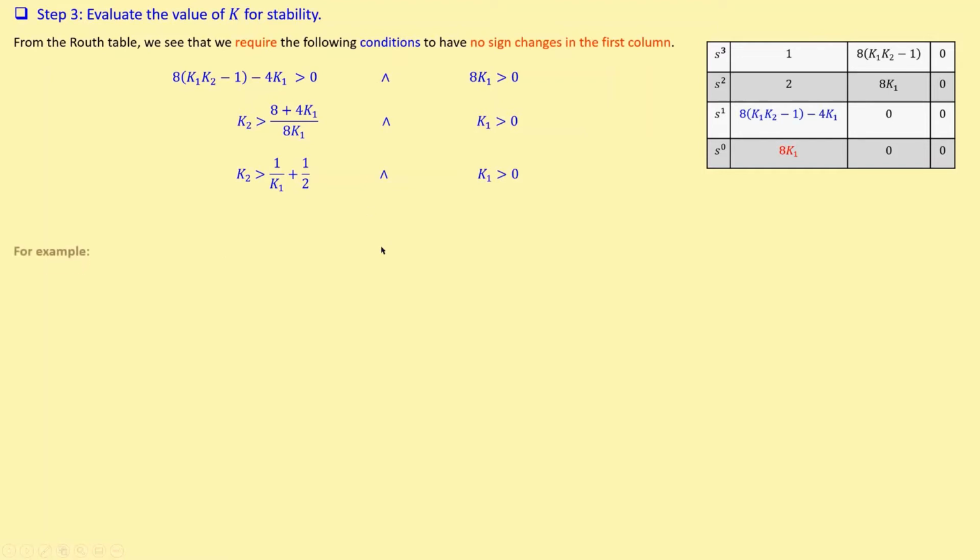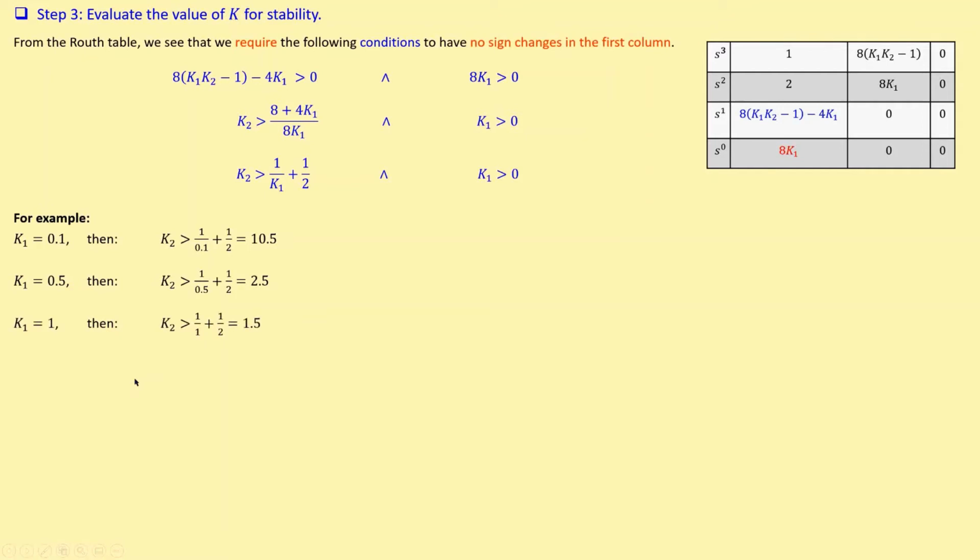For example, if I now have K1 is 0.1, which is larger than 0, so I satisfy this condition. Then K2, if I just substitute the values, I get 1 over 0.1, which is 10, then plus a half, it will be 10.5. Okay, so I need K2 to be larger than 10.5 if I have a value for K1 which is 0.1. Now, if I increase the value, for example 0.5, again substitute the values, 2.5. So by increasing K1, you will decrease K2. So there's some relationship between them.